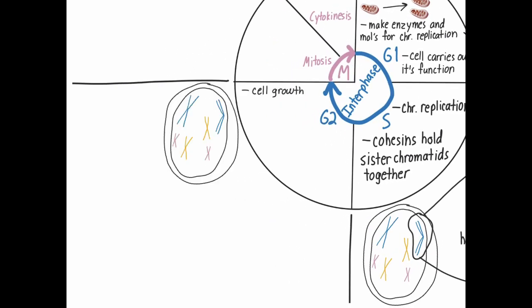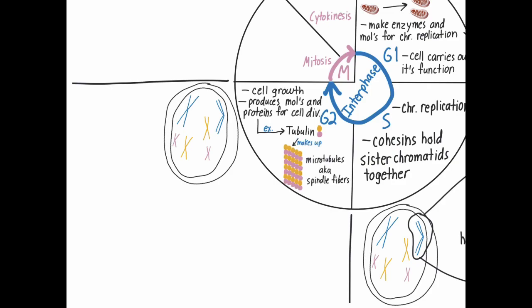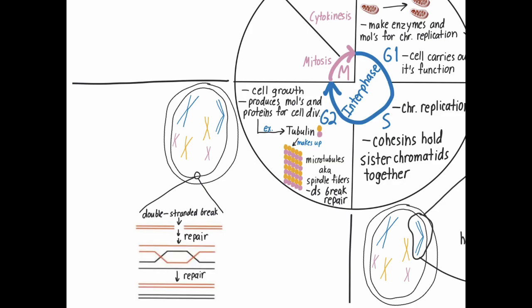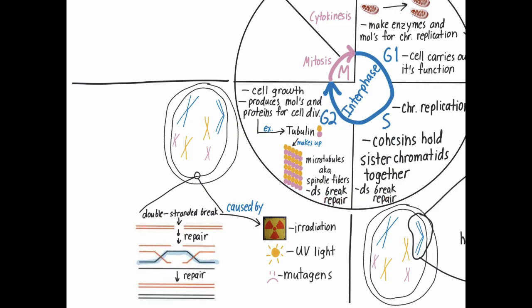Next is G2, where the cell continues to grow and produces molecules and proteins needed for cell division, which is next. This includes the tubulin proteins, which make up the microtubules or spindle fibers needed for chromosome movement. G2 is also a time where the cell detects any double-stranded breaks in the newly replicated DNA and repairs them. These breaks can be caused by exposure to irradiation, ultraviolet light, or other mutagenic agents. Double-stranded break repair can occur in S phase as well because one sister chromatid can be used as a template to repair the other. Because sisters help each other.